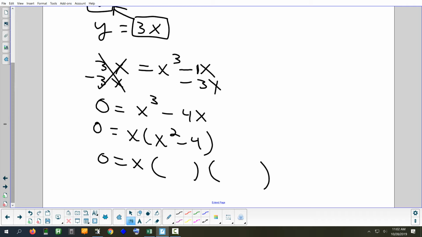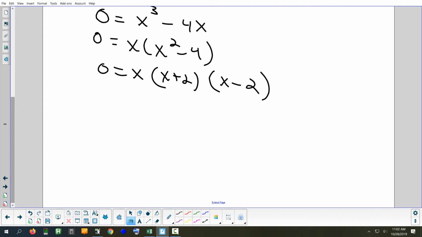How does x squared minus 4 factor? Yep. x plus 2 and x minus 2. Yeah. Now you've completely factored it. That's as much as you can do. So now set each factor equal to 0, and those are your answers.